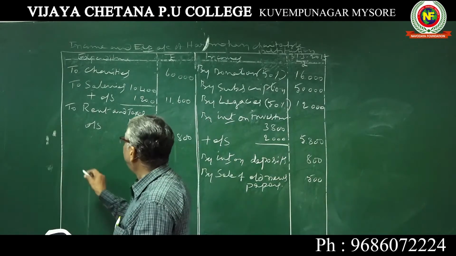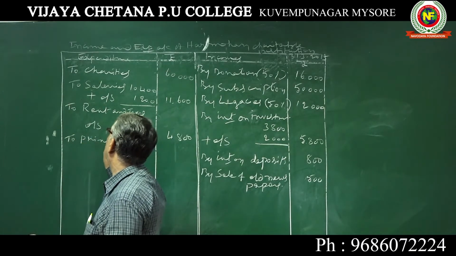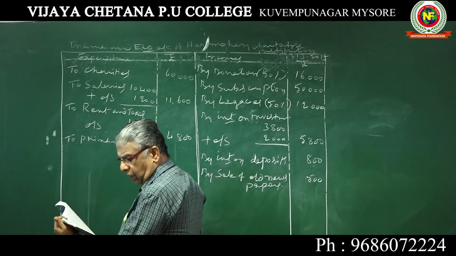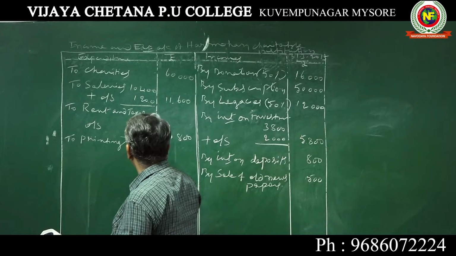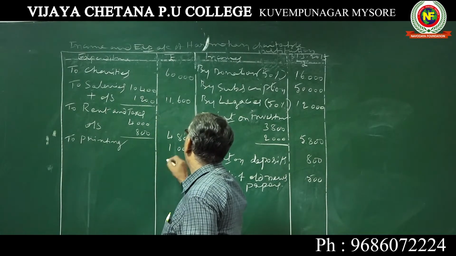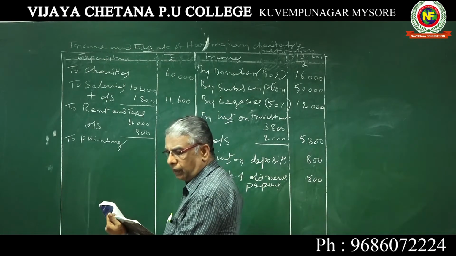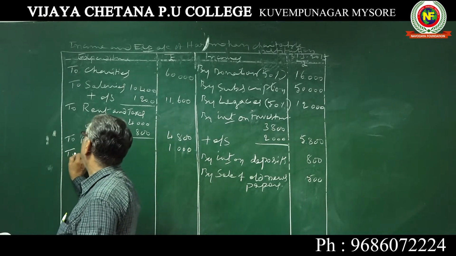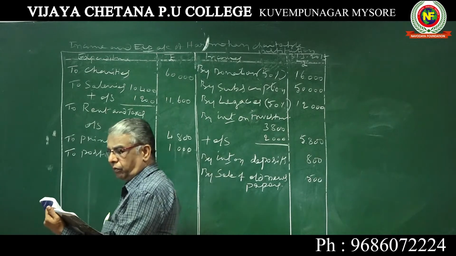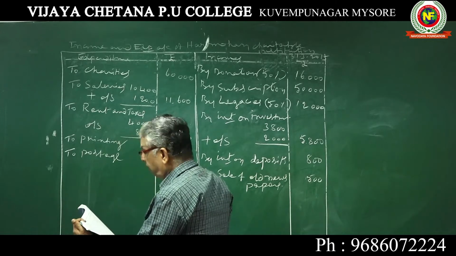And then printing is also an expenditure. Printing is rupees 1,000. Regarding printing, any adjustments? No adjustments. Then postage. It is also an expenditure that we have to take into account on the expenditure side. Postage is rupees 300. No adjustments regarding postage.